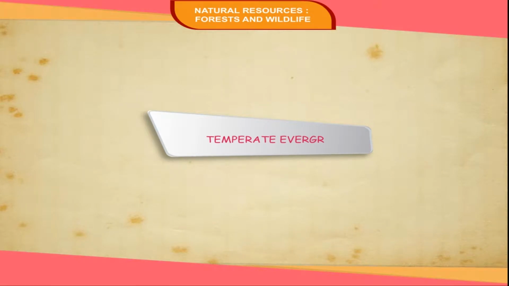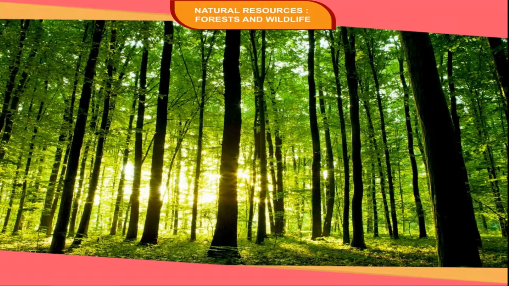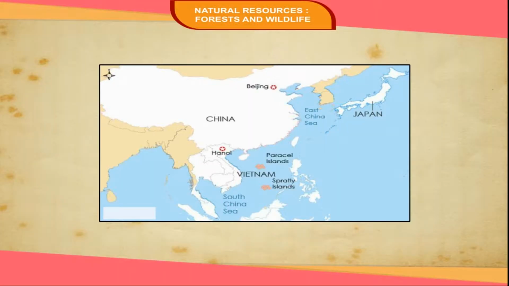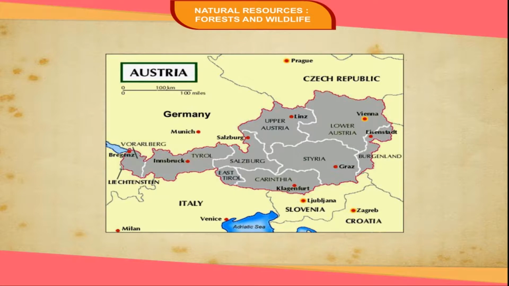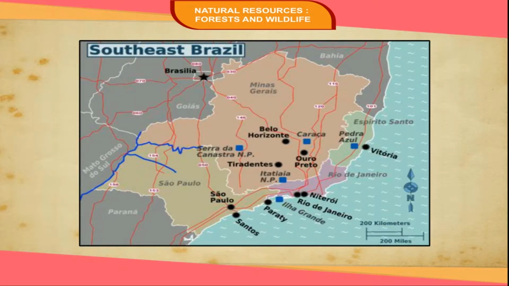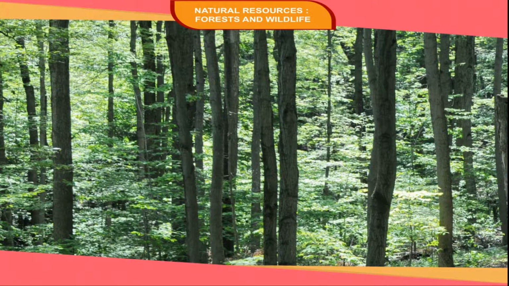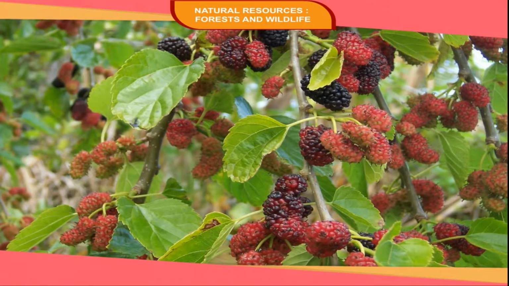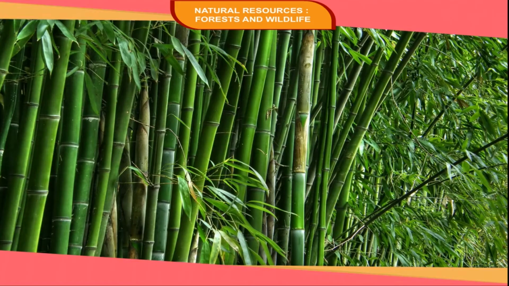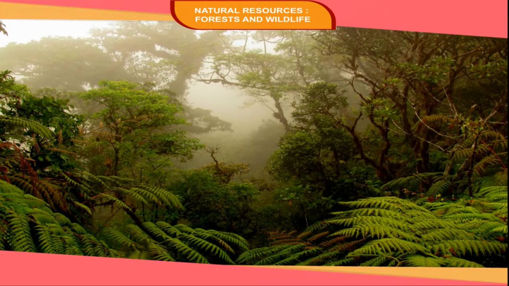Temperate evergreen forests. These forests are of mixed variety. They are found in warm temperate lands of South China and Japan, Eastern Africa, Southeast Australia, Southeast Brazil, Uruguay, and Southeast USA. The timber from these forests is very valuable. Oak, pine, mulberry, walnut, camphor, and bamboo are the main species of plants found in such places. High summer temperature and heavy rain favor temperate evergreen forests.